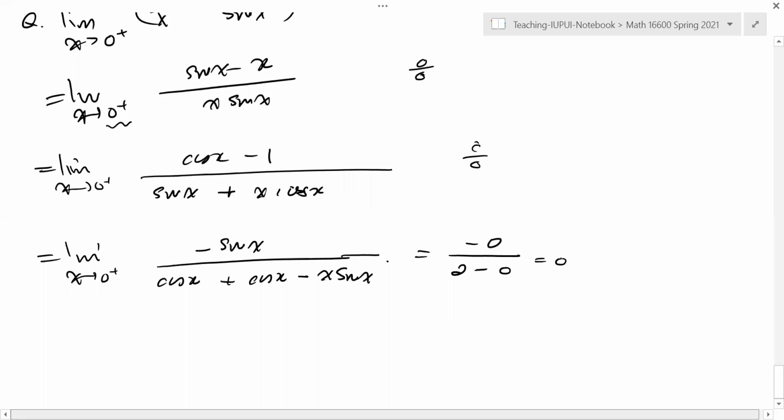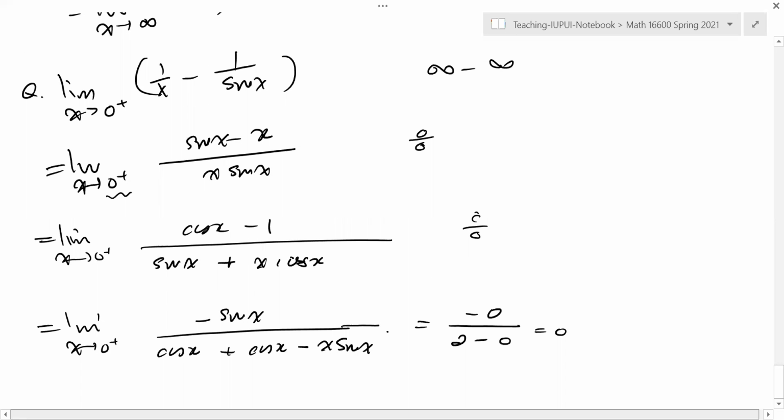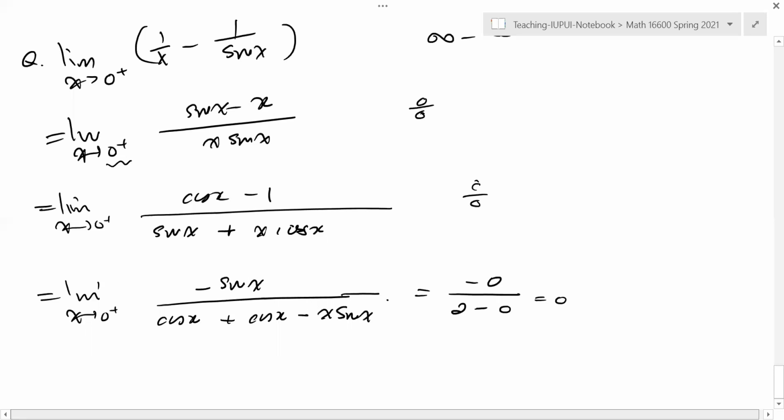So sine x minus x approaches 0 faster than sine x times sine x. Sounds like that, right? Yeah, the gap is getting smaller and smaller. There's no big gap. And let's double check, right? Yeah, I think so. This is our answer.